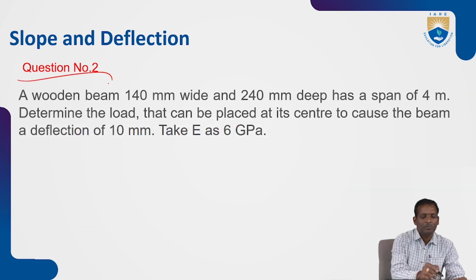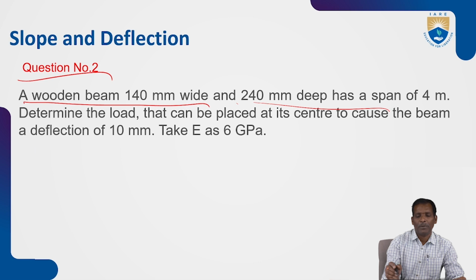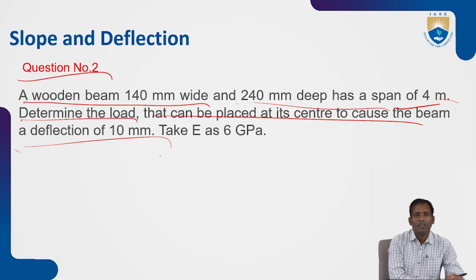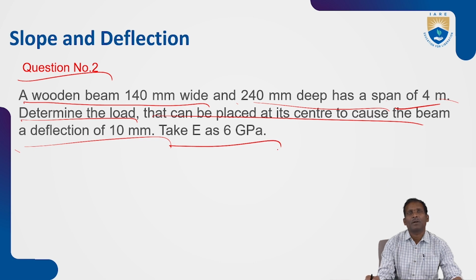Question number 2. A wooden beam 140 mm wide and 240 mm deep has a span of 4 meters. Determine the load that can be placed at its center to cause the beam a deflection of 10 mm. So in this, the deflection is given, and we must find the load that causes it. Take E as 6 gigapascal.